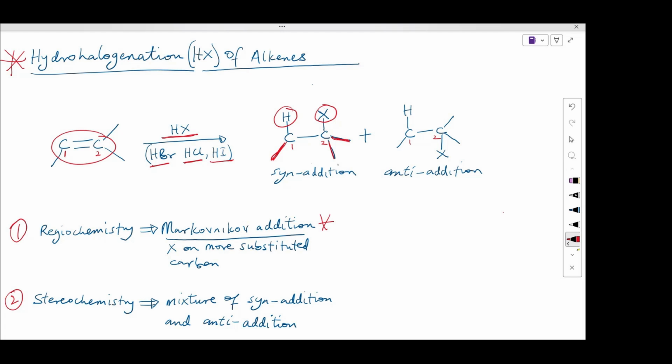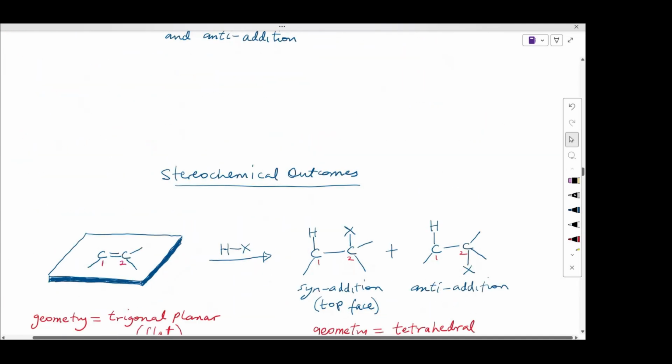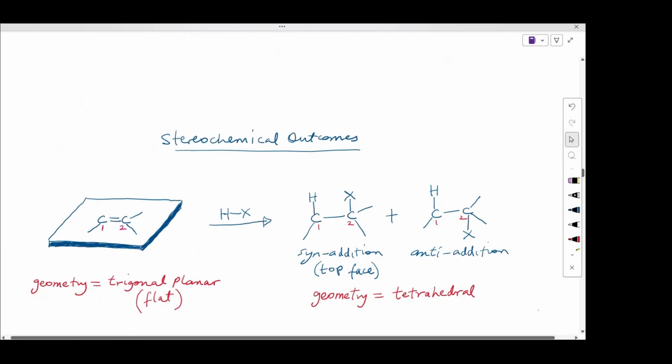In terms of stereochemistry of this reaction, we will always get a mixture of syn-addition product and anti-addition product. In the syn-addition product, the hydrogen and the halogen will be attached on the same side, whereas in the anti-addition product, the hydrogen and the halogen X will be placed on opposite sides. Because of this, we could have more than one product sometimes. What determines the number of products we will get usually is the stereochemistry of the reaction.